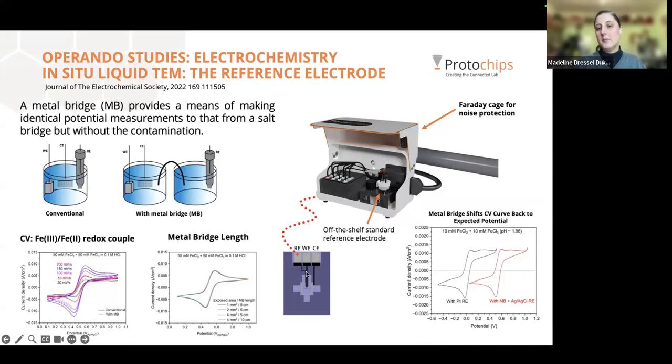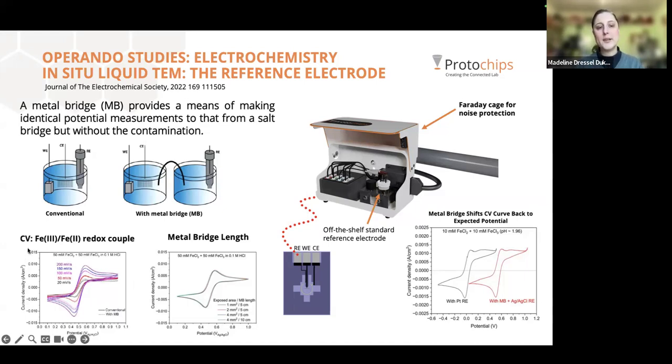So rather than having to calibrate it, we simply use the platinum reference electrode on the chip as part of the metal bridge into an external reference electrode. And you can use any off-the-shelf reference electrode. So that really makes it much easier.